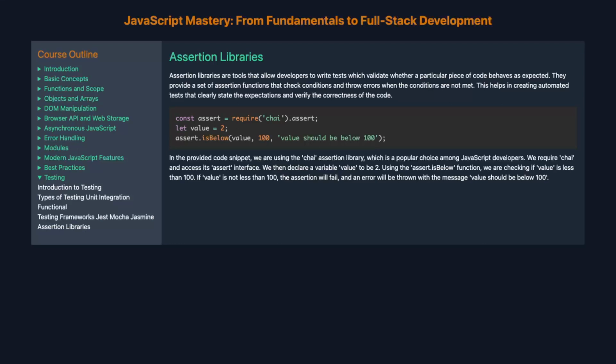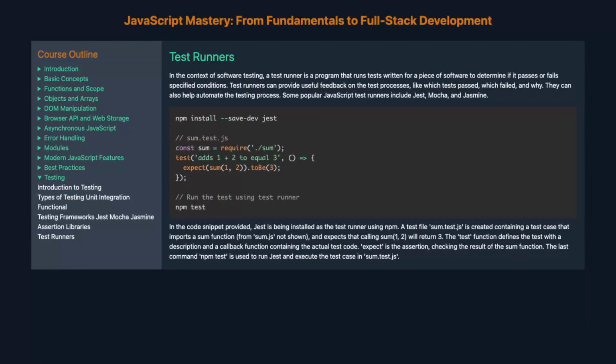In the provided code snippet, we are using the chai assertion library, which is a popular choice among JavaScript developers. We require chai and access its assert interface. We then declare a variable value to be 2. Using the assert.isBelow function, we are checking if value is less than 100. If value is not less than 100, the assertion will fail, and an error will be thrown with the message value should be below 100.